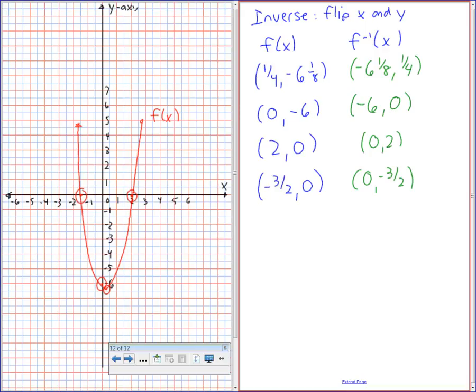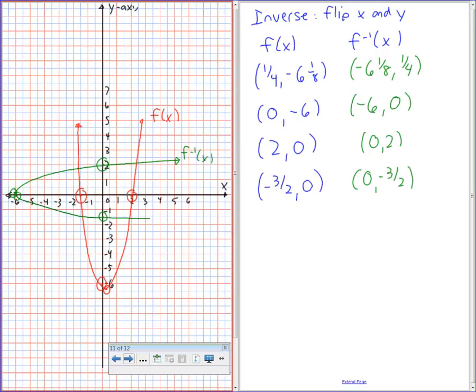So -6 and 1/8 and 1/4 is here someplace. -6 and 0 is there someplace. 0 and 2 is up here. And 0 and -3/2 is down there. And there's f inverse of x. Now, the reason we're going to need that is we're going to need this skill for logarithms later on. We'll get to that in a few months.